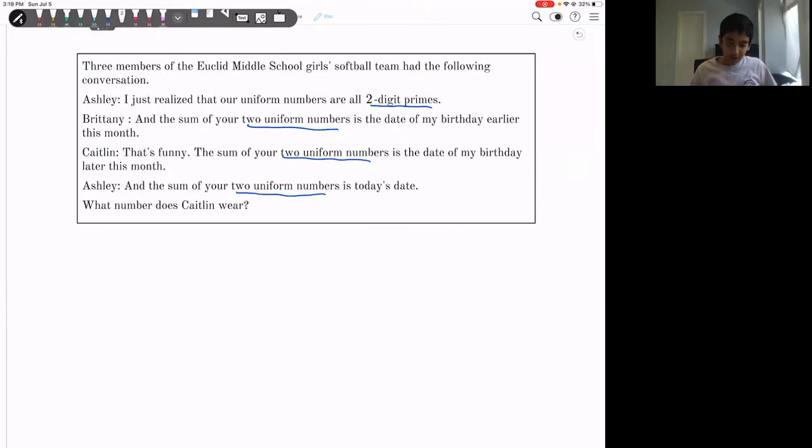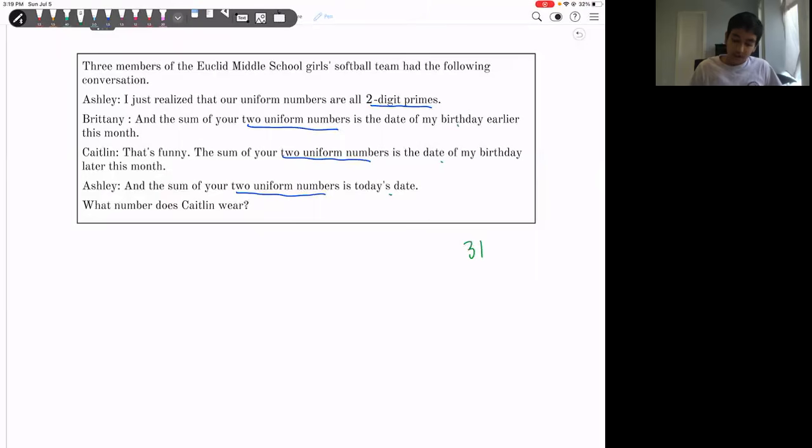Okay, so this seems like a lot. We're given a conversation, so let's see if we can break this down and see what we actually have. Firstly, let's look at the condition that all of them are 2-digit prime numbers. It's saying that the sum of 2 prime numbers is going to be the date. And obviously 31 is the maximum day in a month, because there's a max of 31 days in a month. Therefore, all our sums, the date of the birthday earlier this month, later this month, and today's date, they all have to be less than or equal to 31 because that's the date.